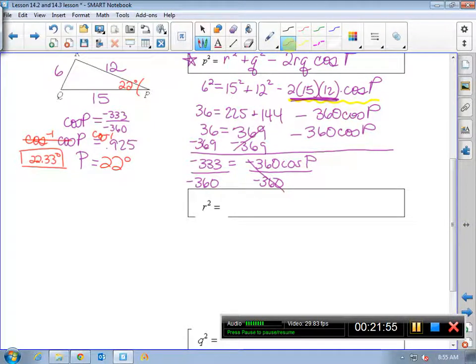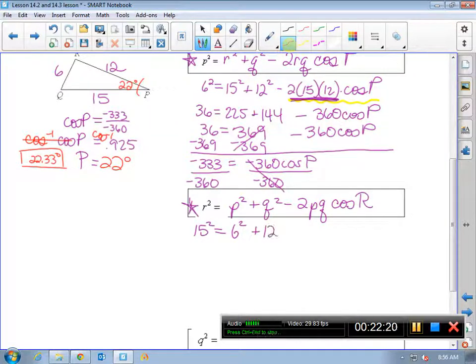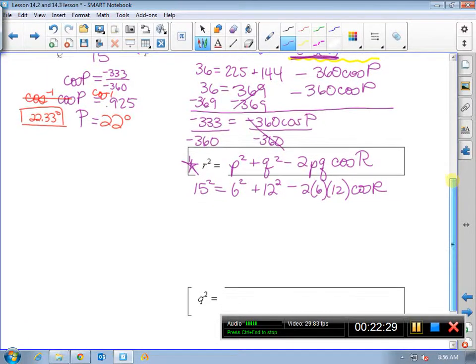So if I want to find angle R, I need to start my equation with R squared equals, and of course it'll be P squared plus Q squared minus 2PQ cos of angle R. Fill in our values. R is 15. P is 6. Q is 12. Just got to square those. 2 times 6 times 12. Cos of R. There's that big term at the end. We're not going to mess with it.